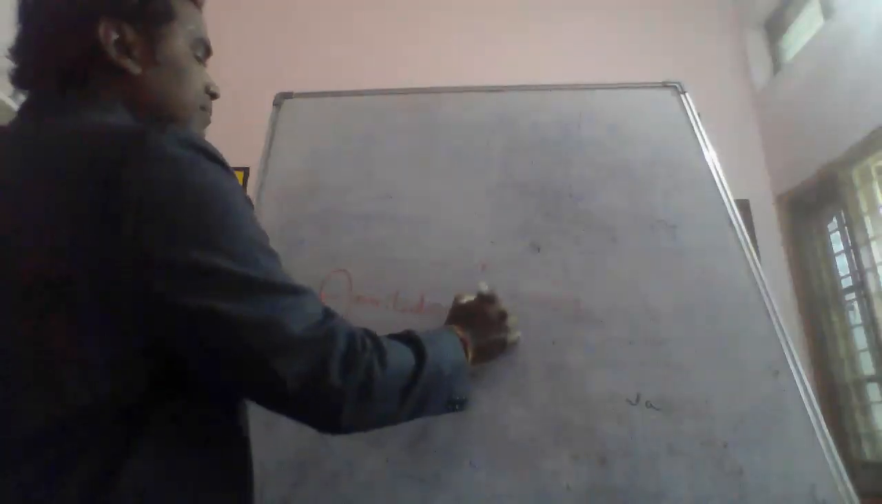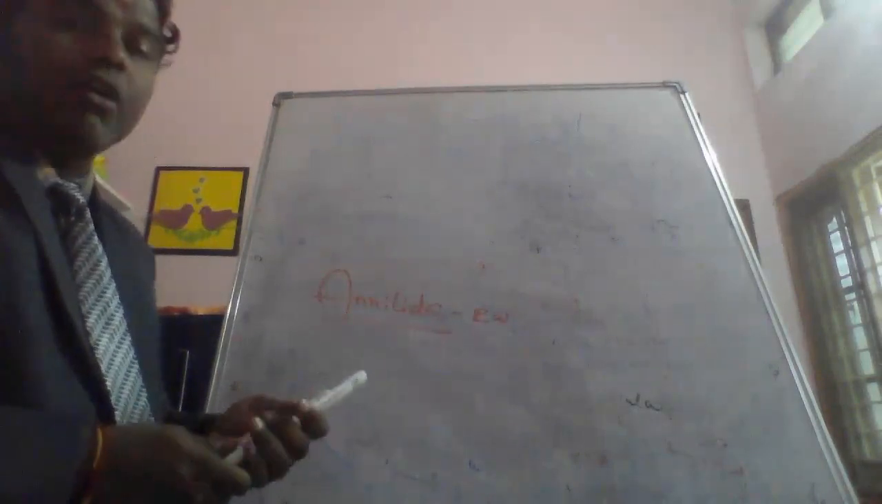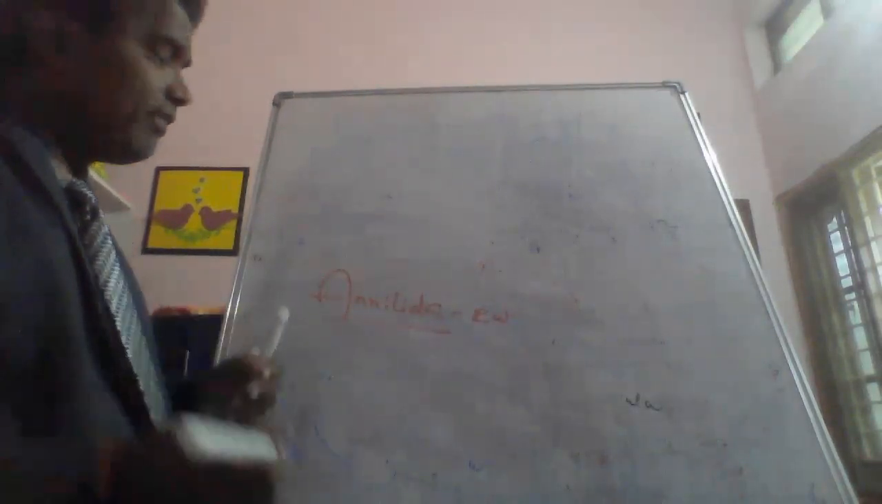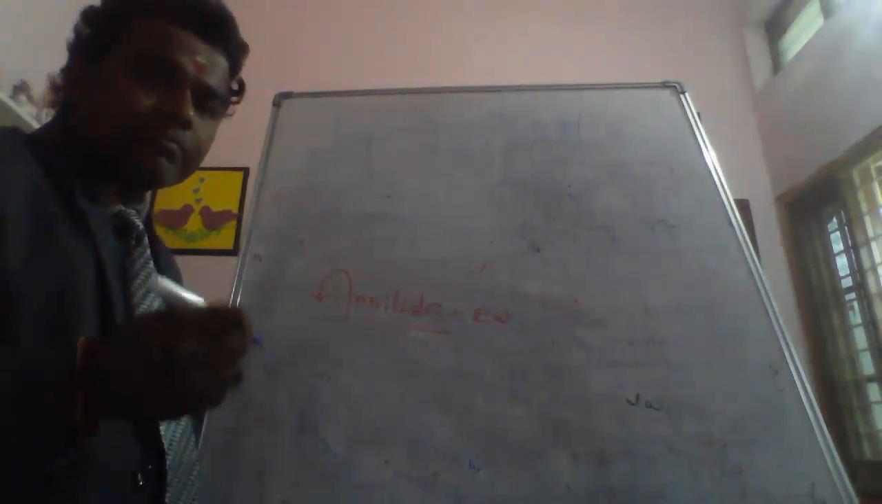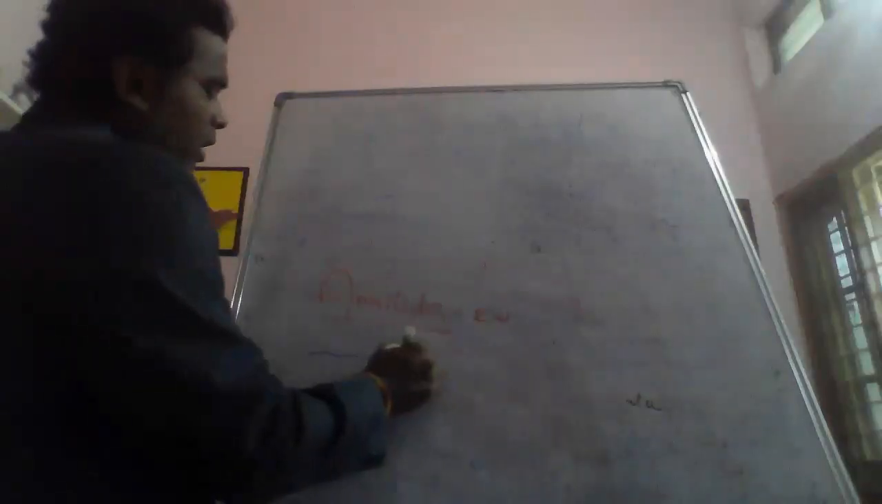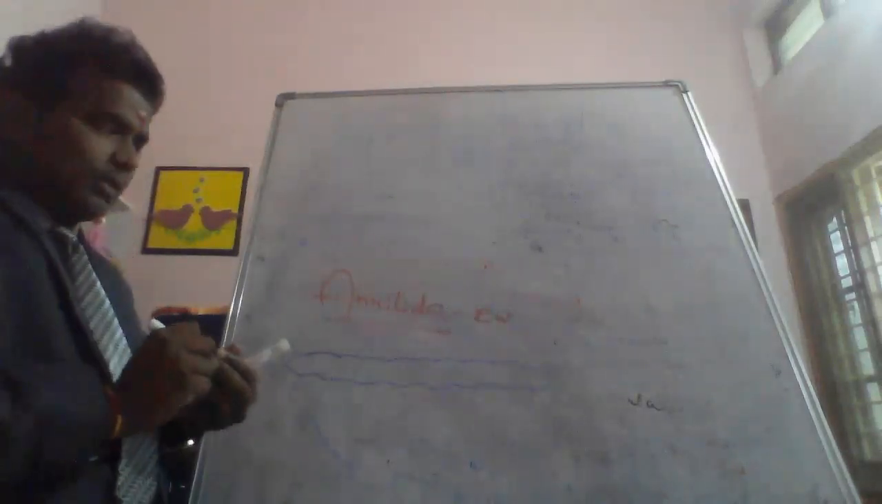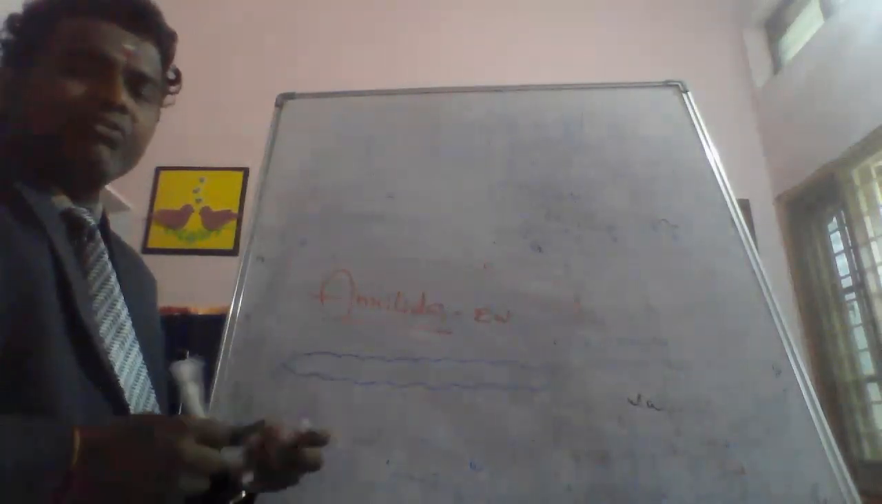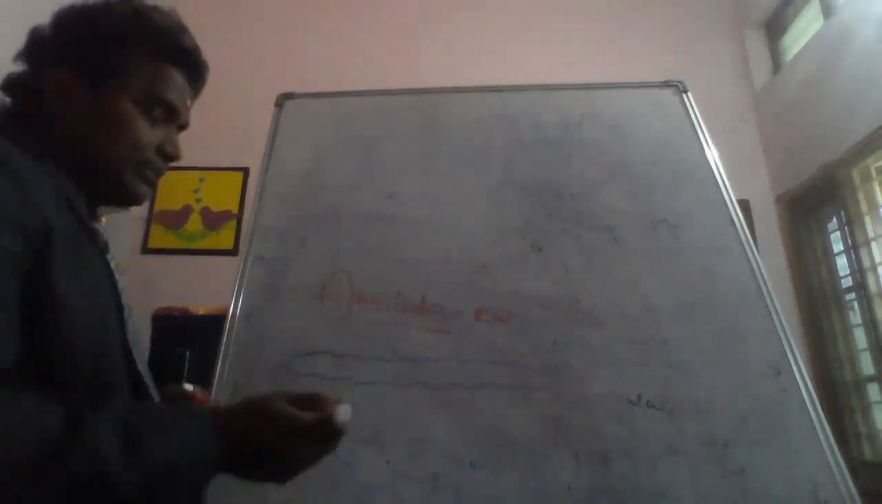Annelida example, earthworm. Very important is how the annelids respire. For example, in the earthworm, respiration takes place especially through the surface of the body, that means cutaneous respiration.